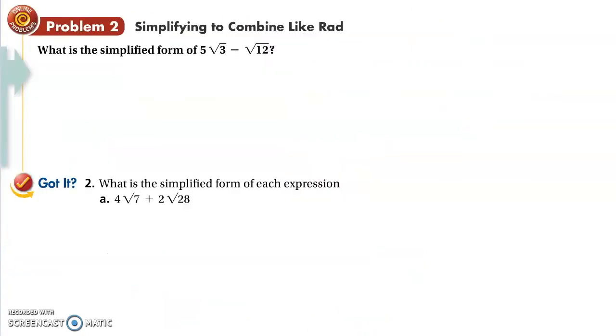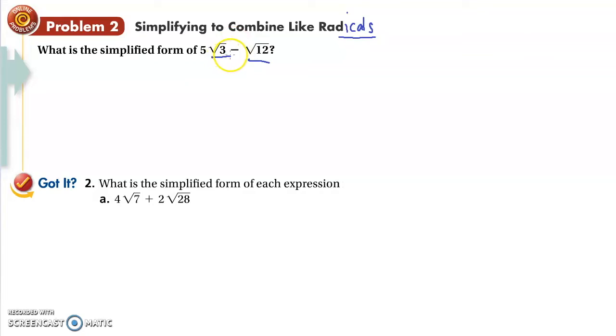Not too bad. Now problem 2 asks a very similar, but I think I cut off some of it. Sorry about that. All right, problem 2 asks a very similar but a very key difference in question. What is the simplified form of 5 square root 3 minus square root 12? Can I in fact combine these? Can I subtract these? So the first question I would normally ask is, are they like? And you would say, no, no way.